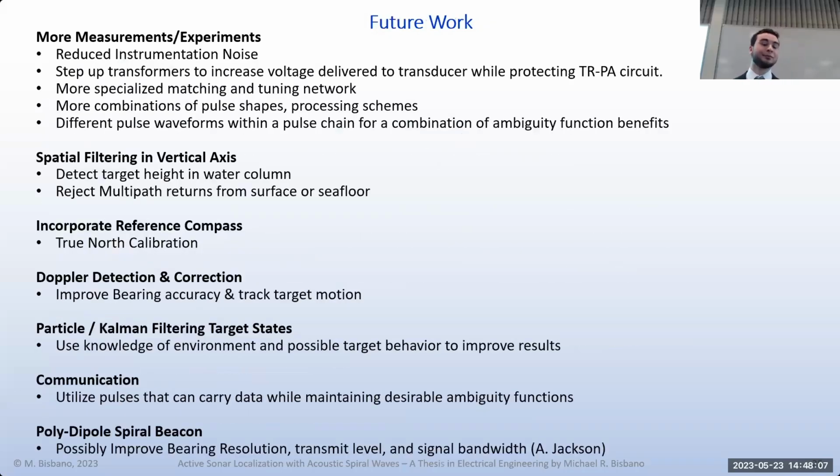So future work: do more measurements, reduce the instrumentation noise, fix the rotator so it's not screaming into the void. I'd like to use some step-up transformers. The TR switch I built has that 100 volt limit. The problem with that is, to get a good reflection off of that minus 32 dB target, I had to crank the input up, and I'm at my 100 volt limit. So I ended up having to co-locate a hydrophone just next to the receiver.